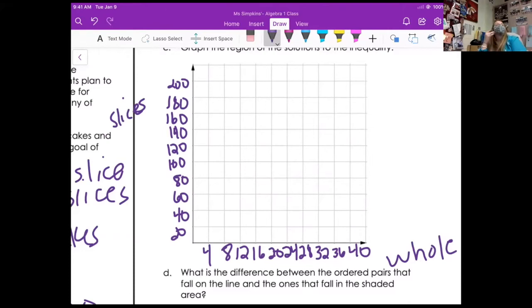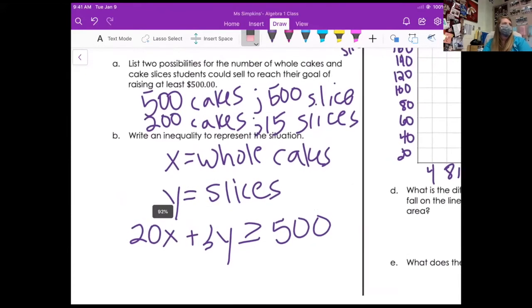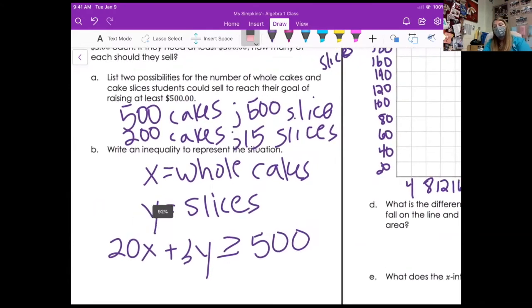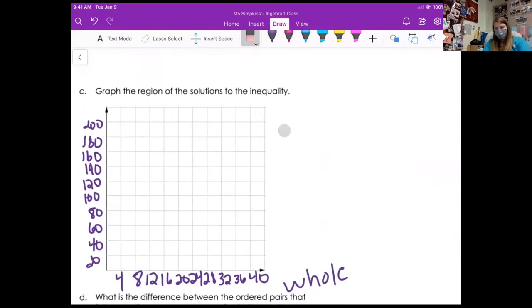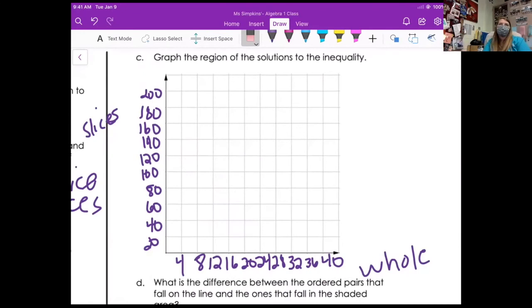Okay, so to make our graph, we could put this in slope-intercept form, use the y-intercept, use the slope, but unfortunately, our slope and our y-intercept are going to be fractions, decimals, all that stuff. So there's a different strategy. So if we just sold slices, no whole cakes, how many slices would I need to sell to get exactly $500?